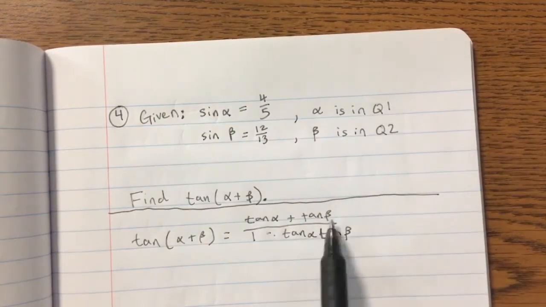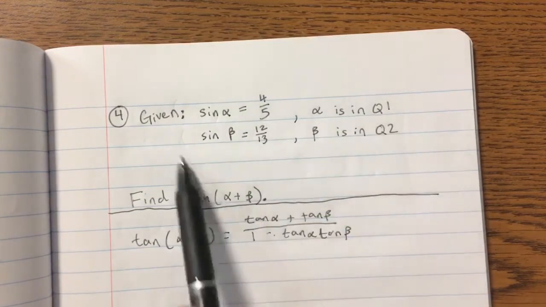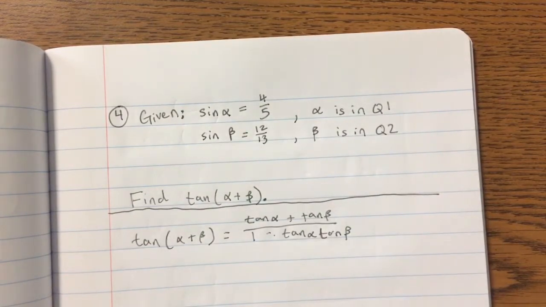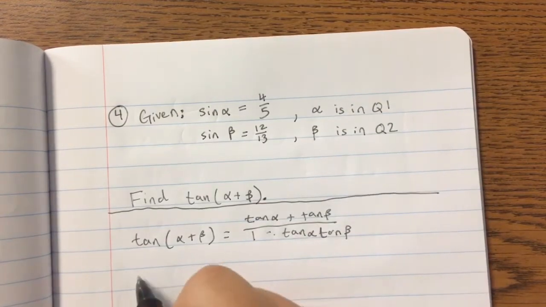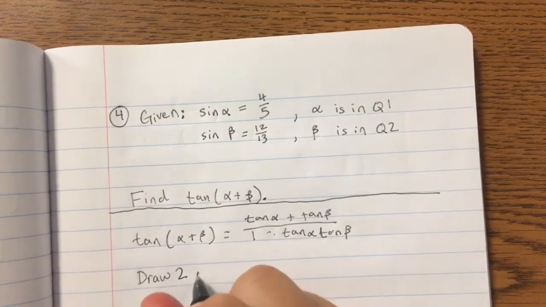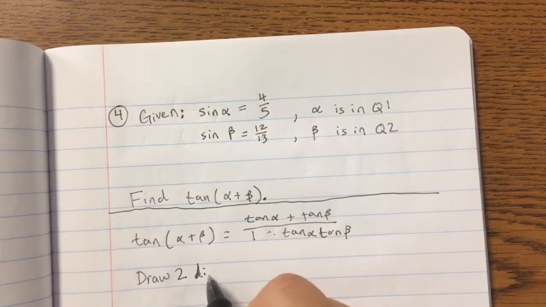The problem here is we don't have any of those values. We don't know what the angle measures are, and we don't know what tangent alpha and tangent beta are yet. But what we can do is use this information to not necessarily find the angle measure itself, but to find the value of tangent alpha and tangent beta. So what we need to do is draw a diagram for each of these angle measures to help us figure out what the tangent values are. So let's draw two diagrams, one for alpha, one for beta.